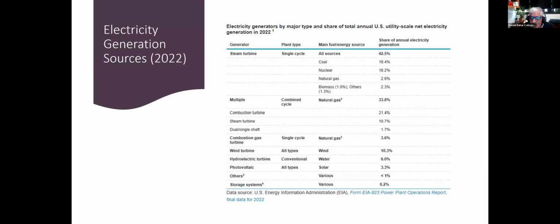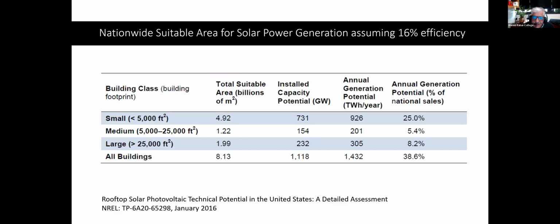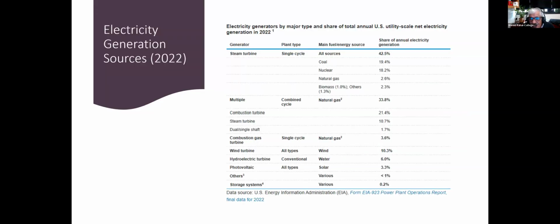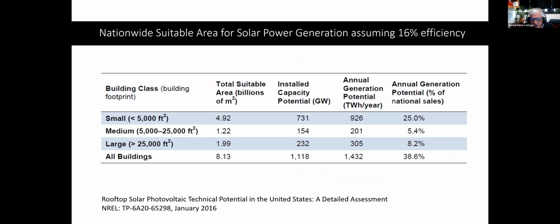There's not much of the storage system yet, but hopefully it grows quite a bit, so we can have a backup storage system using solar or wind or renewables. There is potential for generating solar energy. I mentioned in the previous slide that photovoltaic amounts to 3.3% right now, nationwide in 2022, using solar power to generate electricity.